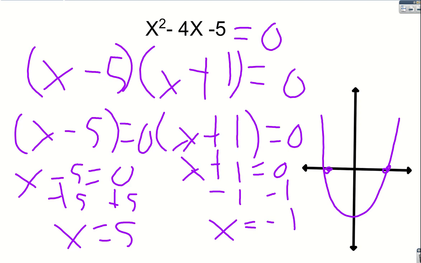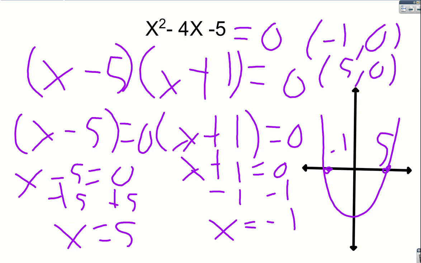So these two numbers, x equals 5 and x equals negative 1, both of these are going to be my zeros. So for my poor example that I drew here, this would be negative 1 and this would be 5. So my x-intercepts would be when x is negative 1, y is 0. And when x is 5, y is also 0 again. And both of these are going to be my solutions, my zeros, my x-intercepts.